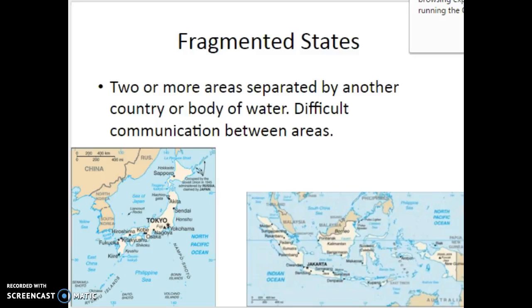A different kind of fragmentation occurs if a piece of the territory is separated by another state. This also occurs in eastern India, where the country of Bangladesh separates the state of West Bengal from the rest of India. So with fragmented states, for the most part, we're talking about that kind of separation factor.